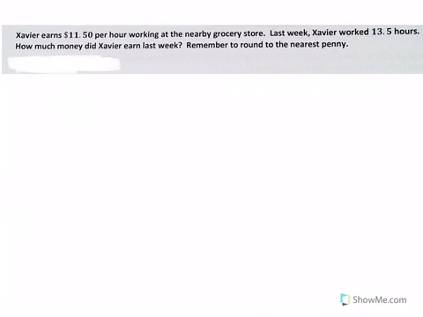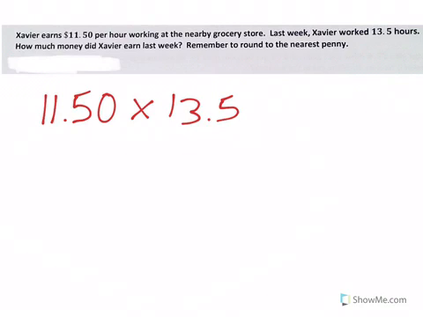Okay, the problem tells us that he earns $11.50 per hour times the number of hours he worked, which is 13.5. Okay, a couple ways we can do this. First thing we could look at: 11.5 is about 12, and 13.5 is about 14. If we multiply these two numbers together, we get 168.